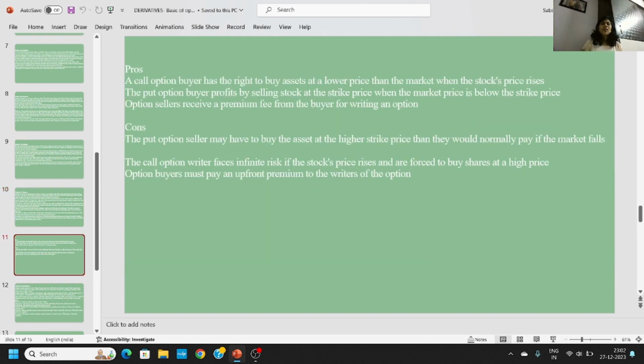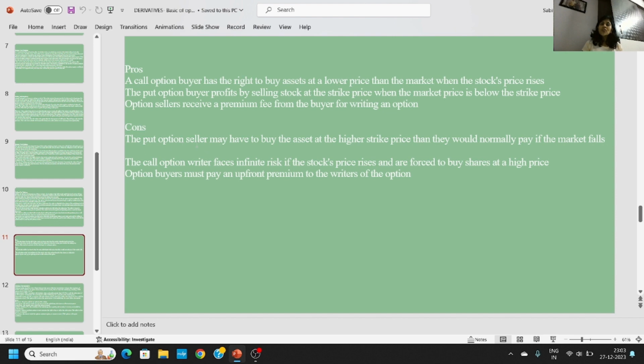Next, pros and cons. The call option buyer has a right to buy an asset at a lower price than the market when the stock price rises. But put option buyers profit by selling stock at a strike price when the market price is below the strike price. So option sellers receive a premium fee from the buyers for writing an option.